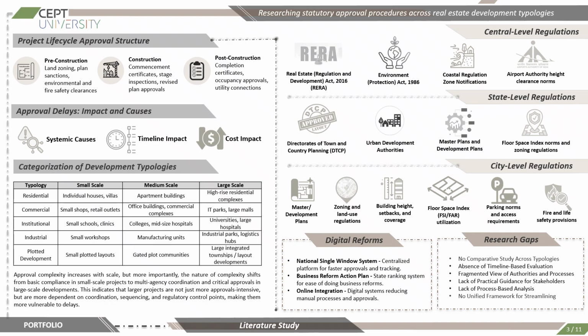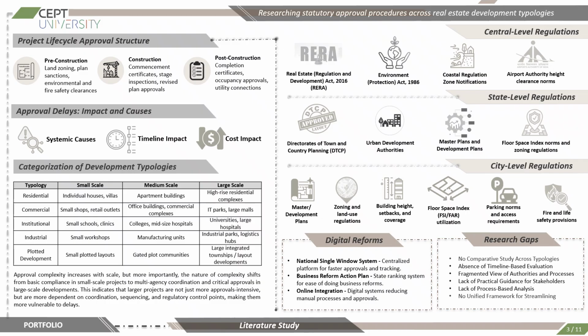The slide presents a literature study and establishes the theoretical and regulatory understanding required for the research. The approval process in real estate development is generally divided into three major phases. The pre-construction phase includes land zoning, planning permissions, environmental clearances, and fire safety approvals that determine whether the project is legally feasible before the development begins.